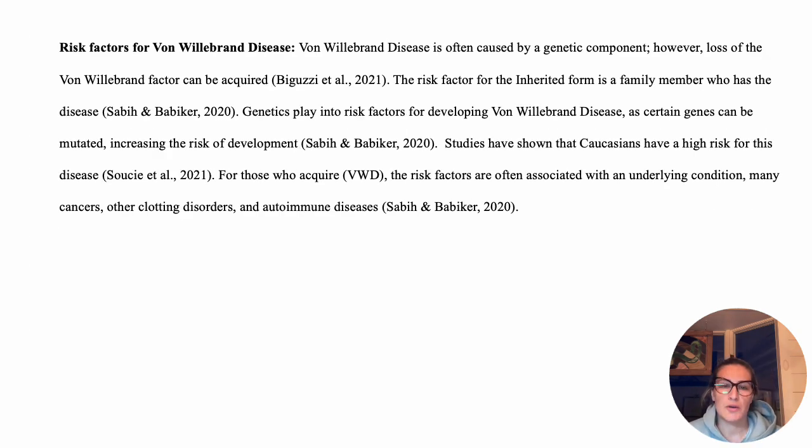Risk factors for von Willebrand disease. Von Willebrand disease is often caused by a genetic component. However, loss of the von Willebrand factor can be acquired. The risk factor for the inherited form is a family member who has the disease. Genetics play into risk factors for developing von Willebrand disease, as certain genes can be mutated, increasing the risk of development. Studies have shown that Caucasians have a high risk for this disease.